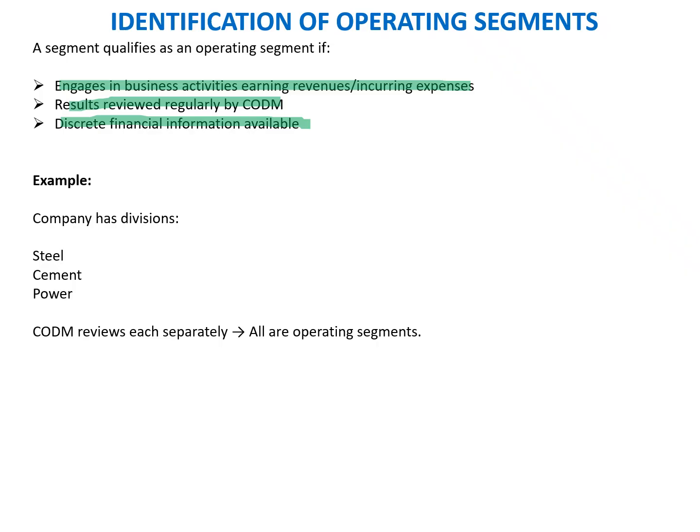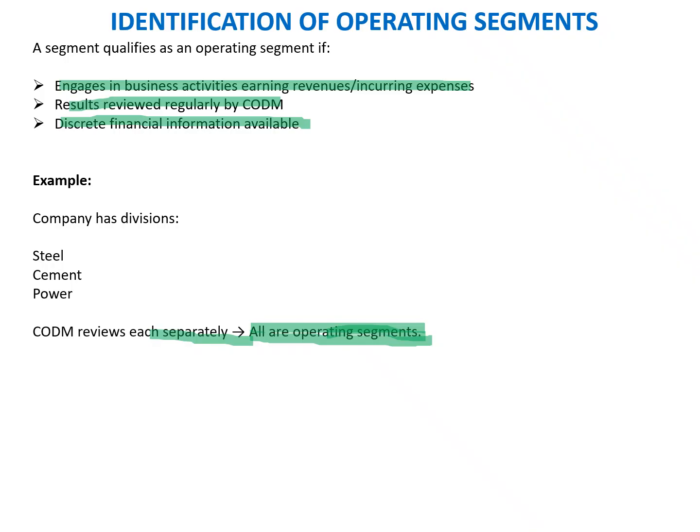Examples are, let's say, an entity having manufacturing plants for steel, cement, and power. These three are treated as operating segments because they are engaging in different sets of business activity, which earn revenue and incur expenses. They are being reviewed regularly to evaluate the performance of each business segment, and clearly identifiable information is available to evaluate the financial performance. So the CODM reviews each separately, and all are operating segments. That is most important: if the CODM reviews to evaluate the performance of each segment, then those are largely identified as the operating segments for an entity.